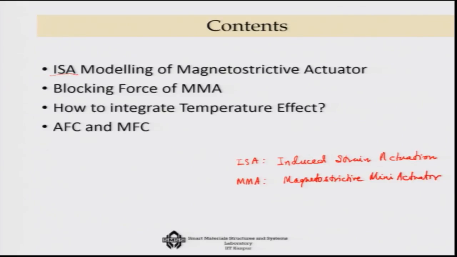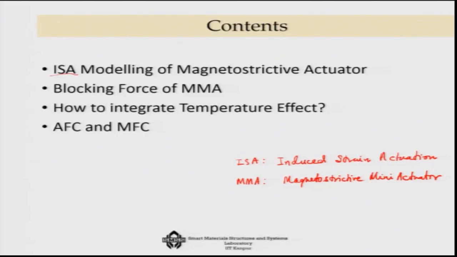We will see how the blocking force is generated in the MMA, and also when we run this particular system, because the magnetic field is generated by the application of current, how temperature gets generated as a side effect, which is not desirable, and how that affects the entire constitutive relationship. This is something additional in comparison to the piezoelectric material. This is an adverse effect which we have to take into account.